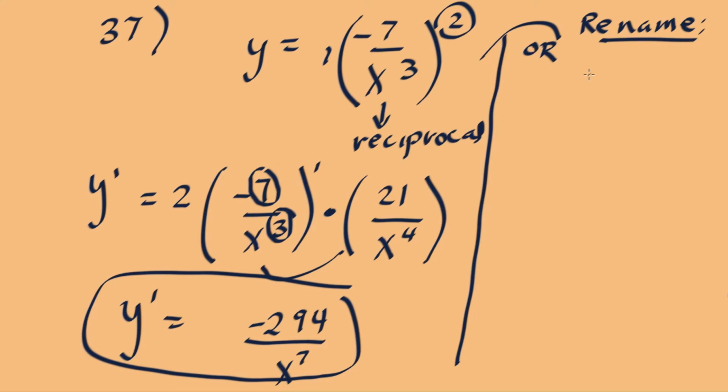Now, this is the alternative method: you rename it if you can. So negative 7 over x cubed, when raised to the second power, is now positive 49 over x to the 6. Again, this is a reciprocal: we have a constant numerator and a variable x raised to some exponent at the bottom.